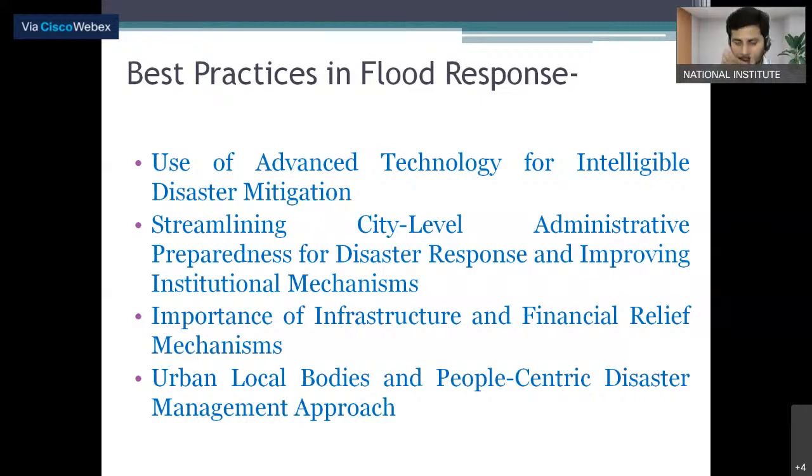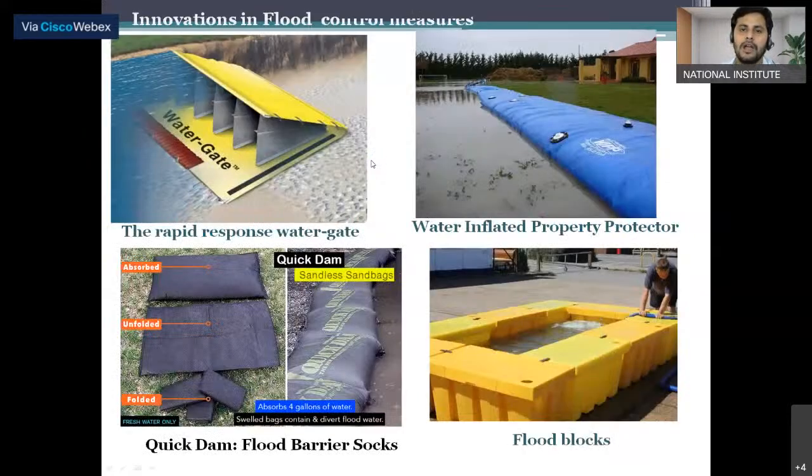Although technology has become more advanced and there are many DRR innovations taking place in recent times, right now in cities we have the situation of urban floods, which cause very devastating experiences. I want to mention a few innovations in flood control measures, like the rapid response water gate, water-inflated property protector, and quick dam and flood blocks.